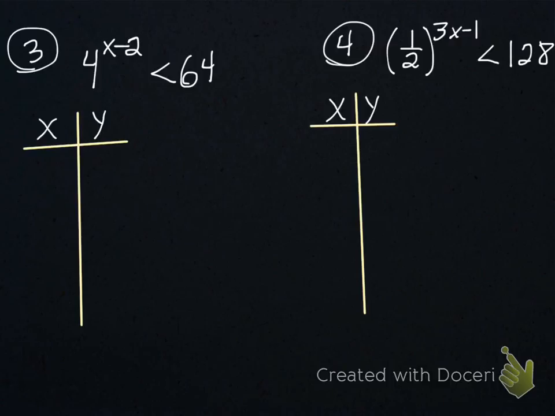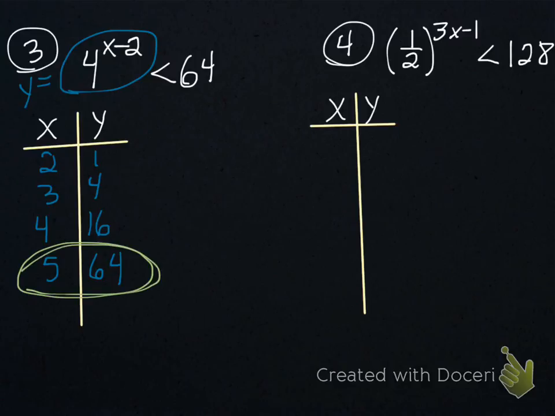Number 3, 4 to the x minus 2 is less than 64. Plug in the left-hand side into y equals. Now let's look at some numbers. At 2, I notice my y value is 1. 3 is 4. 4 is 16. I'm getting closer. 5 is 64. So I found my 64 in the table.